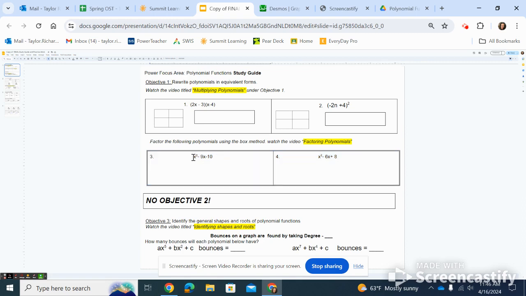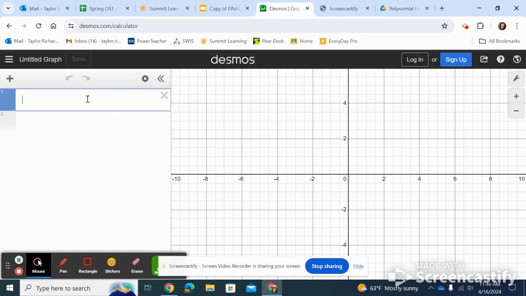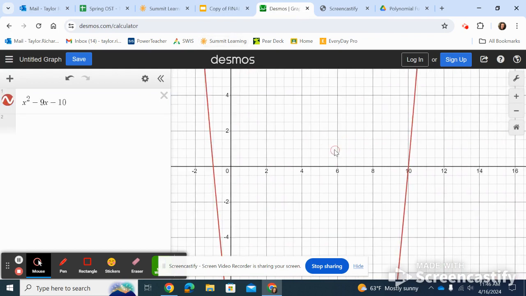So the first equation is x squared minus 9x minus 10. We're going to take this equation and we're just going to type it into Desmos. So I'm going to go to Desmos and I'm going to type in x squared minus 9x minus 10. And here's our graph that we're looking at.